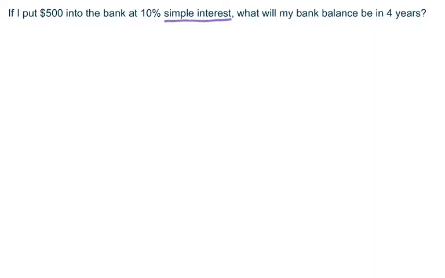I'm going to start out by showing you in the table what it looks like as you earn interest over time. So in this scenario, I'm going to be putting $500 into a bank that earns 10% in simple interest. That's a very high interest amount, okay? But I will be earning 10% simple interest. What will my bank balance be in 4 years? So I can assume here that my time is in years. So I'm going to put T, that is my time.